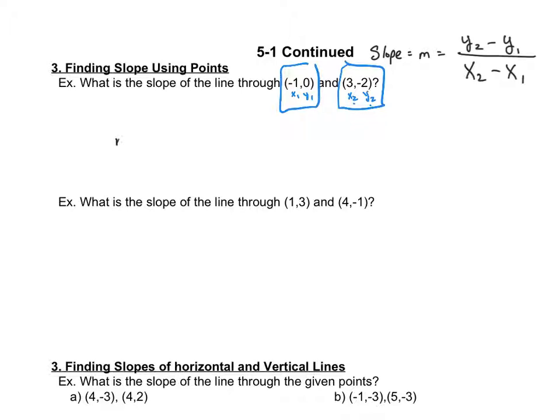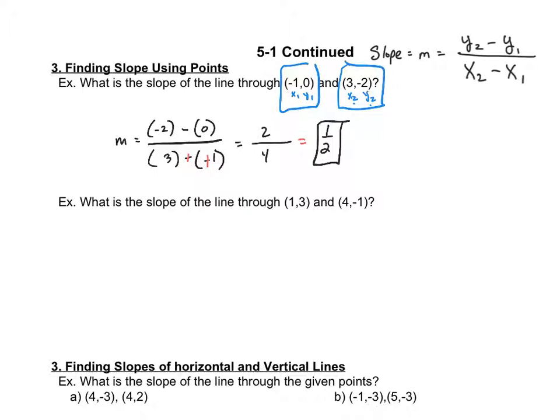So when I go to fill this equation in, m is going to be equal to y2, which is negative 2, minus y1, which is 0, divided by the change in x, which is x2, which is 3, minus x1, which is negative 1. We end up with 2 divided by 4, because 3 minus a negative becomes a positive, and that will simplify down to 1/2. So the slope between those 2 points is 1/2.